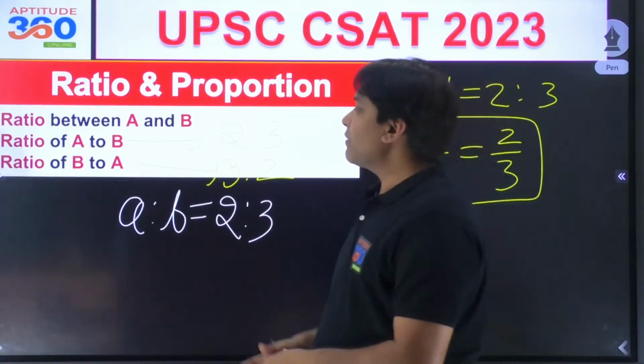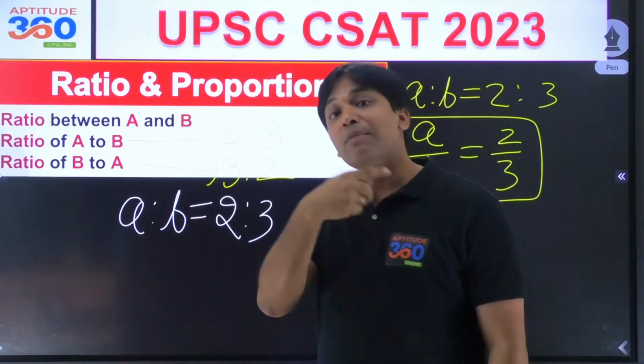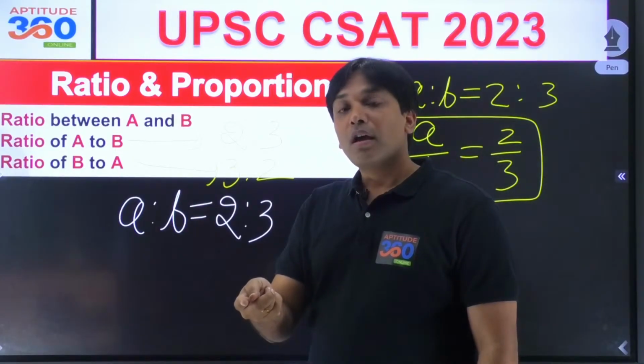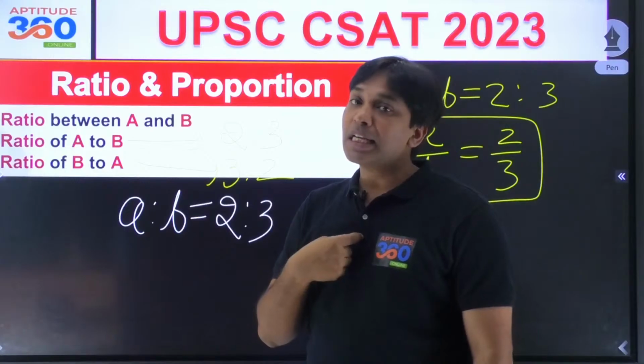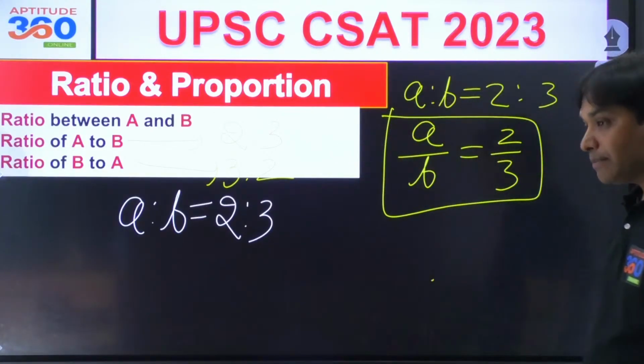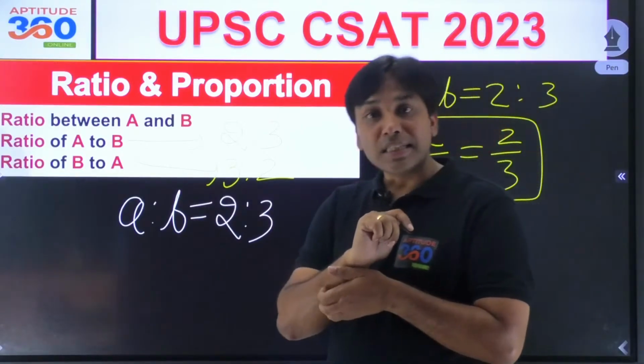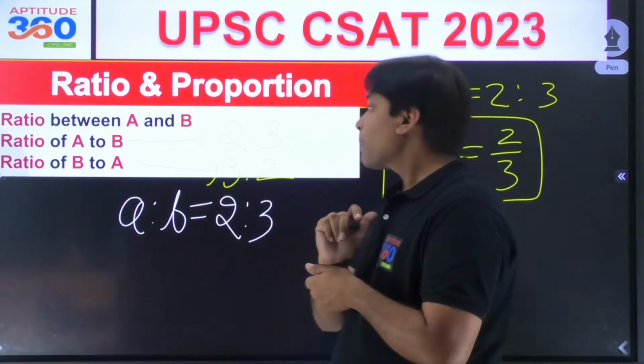But if the problem is giving you the ratio between A and B, it can be anything. It can be 2 is to 3, it can be 3 is to 2. It can be any of these two. I don't know which ratio value I will discard. Did we understand this? Yes, is this okay with you guys?